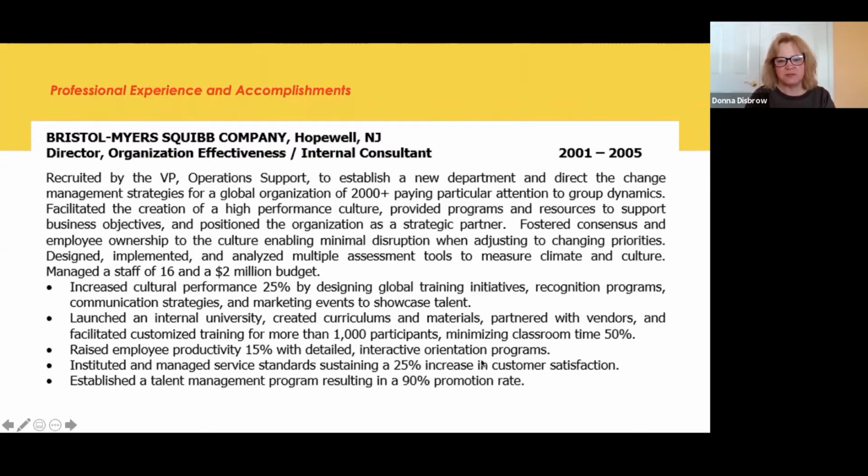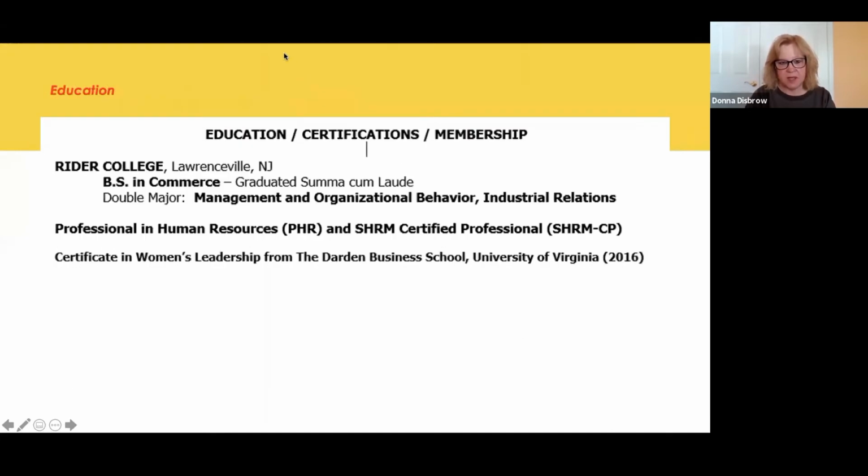So the professional experience and accomplishments is what this would look like on a resume. And then you would have education. And in my case, I had certifications and memberships. The reason is because they were important to the industry that I was in. So having the certificates and getting a certificate from Darden was important. That's why they're there. Otherwise, it would just be the education.